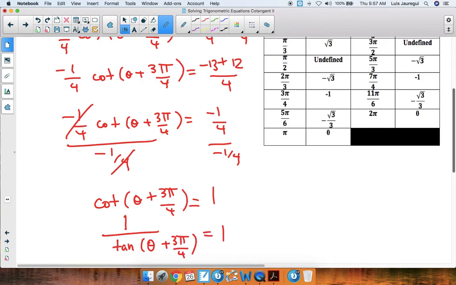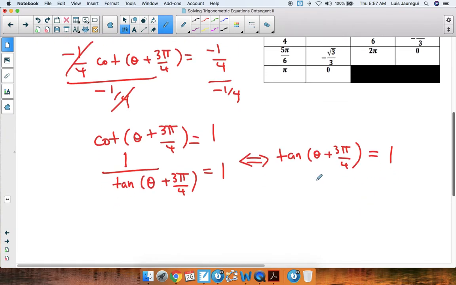is equal to 1. So what we're going to do is get the reciprocals of both sides of the equation here. So the reciprocal of 1 over tangent of theta plus 3 pi over 4 is simply tangent of theta plus 3 pi over 4. And the reciprocal of 1 is 1 over 1, which is still 1. Now at this level, we're going to introduce a new variable alpha. So let alpha be equal to theta plus 3 pi over 4. Thus, this equation becomes tangent of alpha is equal to 1.